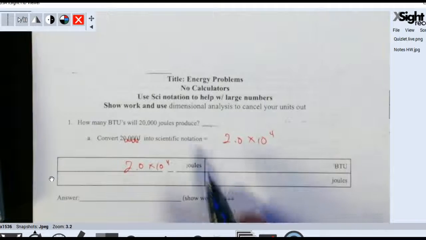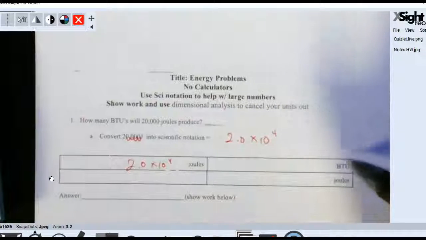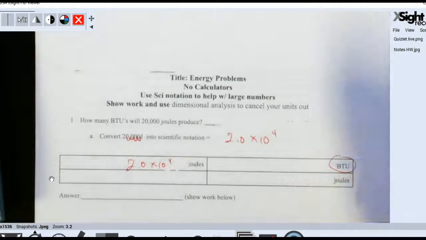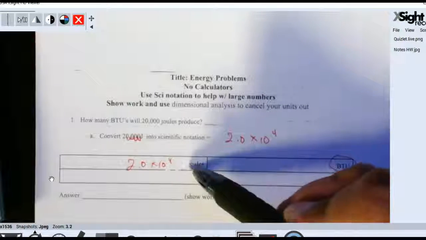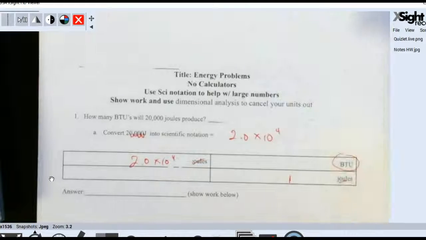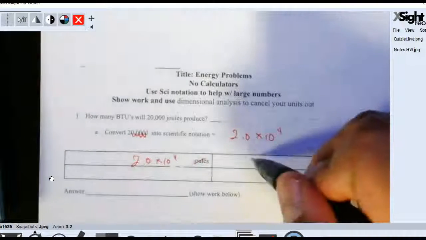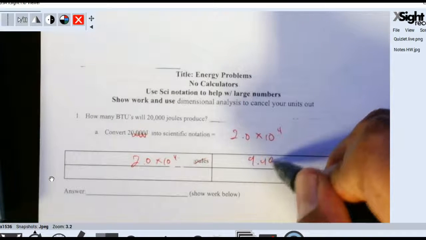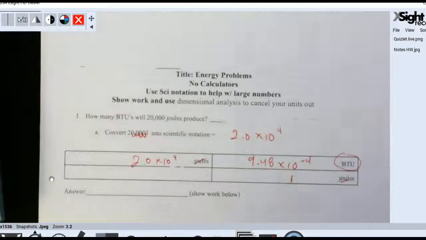Now because of dimensional analysis, I want to cancel out joules because I want my final answer in BTUs. So always start by looking for your final answer. I've got to get rid of, or cancel out, joules. So this set of joules is going to cancel out with this set of joules. So it's 1 joule, and how many BTUs are produced? Well, 9.48 times 10 to the negative 4th.